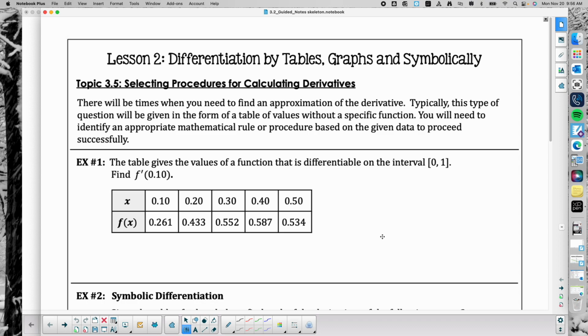3.2 is exactly the same topics. It's just find the derivative, but it's trying to show you the problems different ways. So I believe we have tables, graphs, and then, well, symbolically, I guess too, but symbolically, we've sort of already tried. Like that was on our last test.